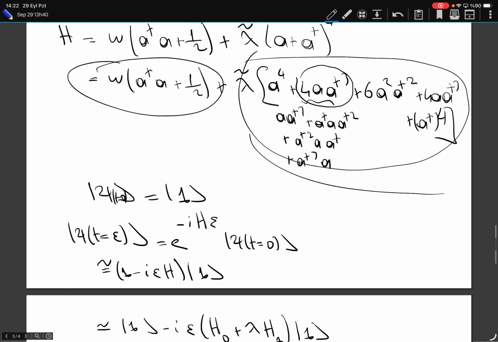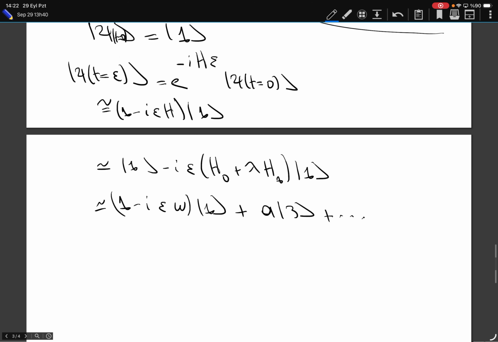And also, let's look at this term, by the way. What will that term do? It will create 2 packages and destroy 2 packages. At the end of the day, the number of packages will not change. So there will be a contribution here to this term.